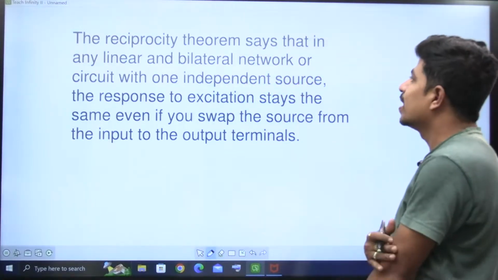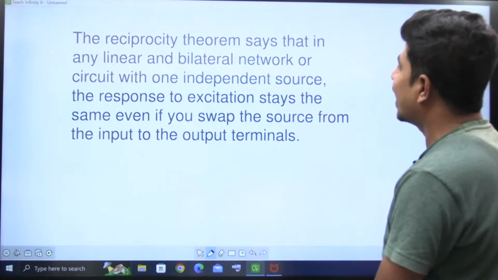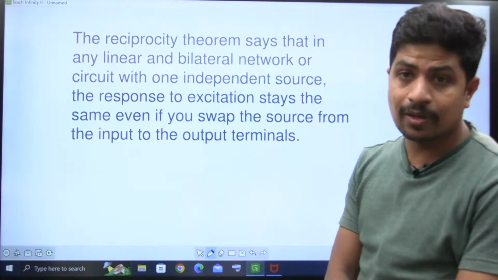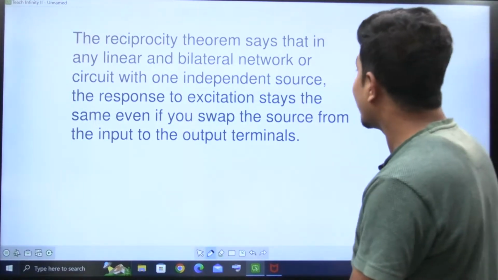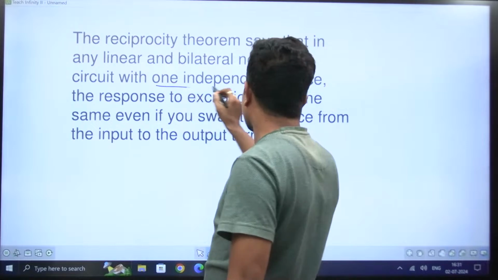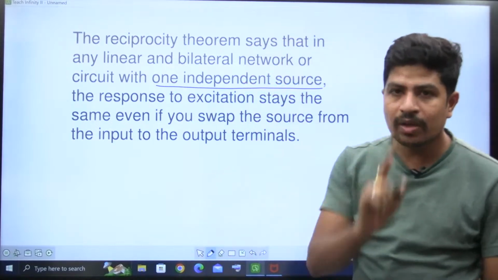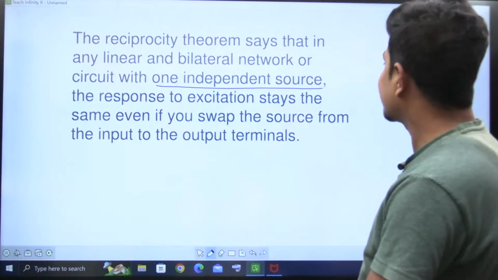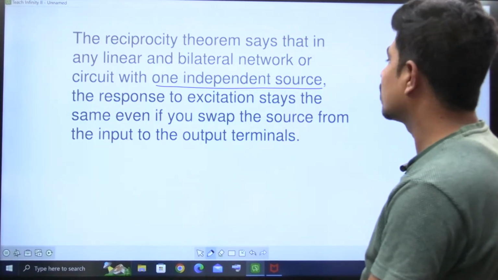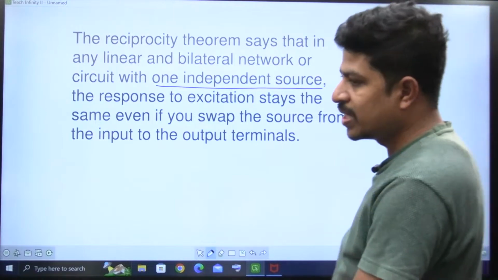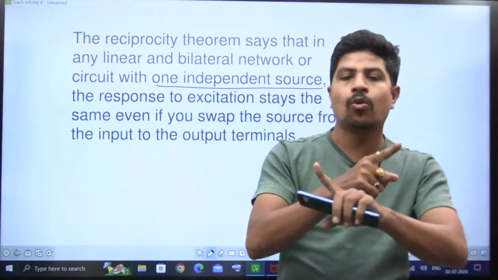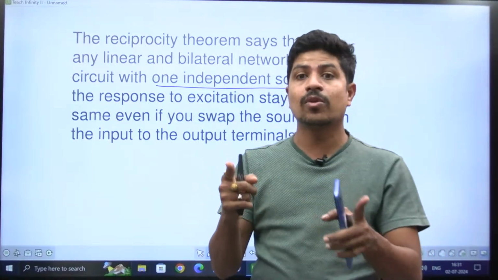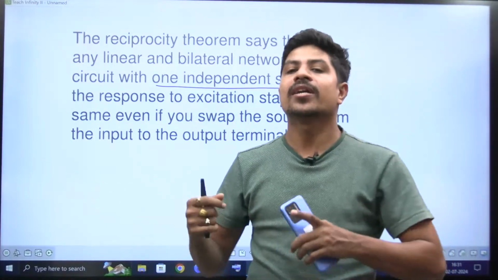What this theorem says is that in any linear bilateral network, the reciprocity theorem is also applicable for linear bilateral networks only, or circuits with one independent source. If you want to apply the reciprocity theorem, there should be only one independent source, not multiple independent sources. The response to the excitation stays the same even if you swap the source from the input to the output terminals. Even though you are changing the positions of source and load, the source to response excitation is going to remain the same. That is given by the reciprocity theorem.